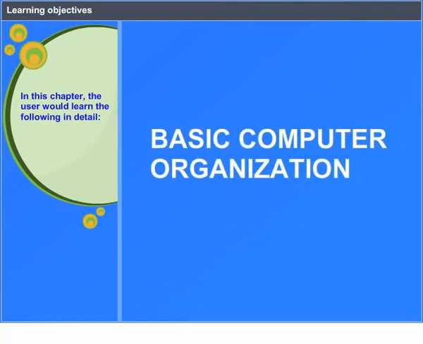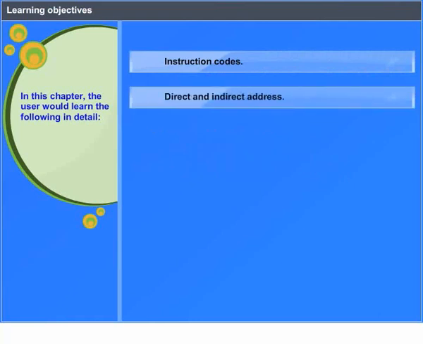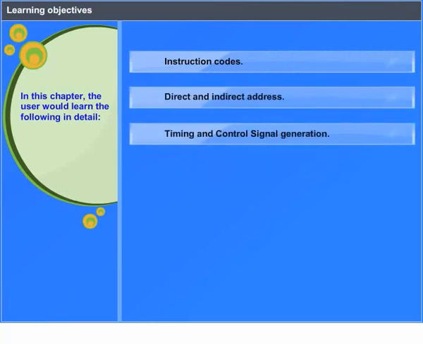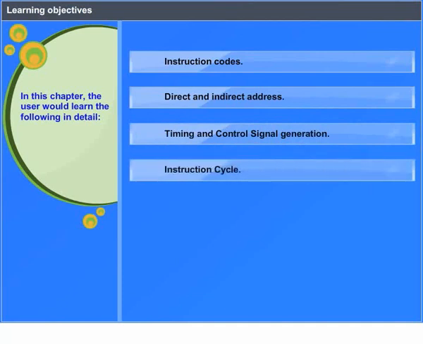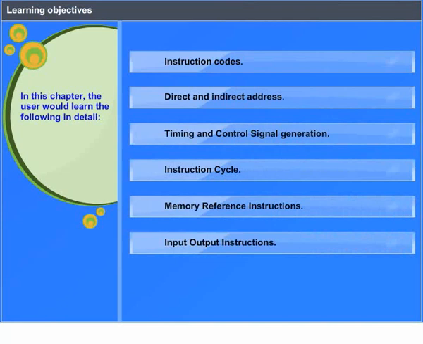Basic computer organization. Learning objectives. In this chapter, the user would learn the following in detail: instruction codes, direct and indirect address, timing and control signal generation, instruction cycle, memory reference instructions, input-output instructions.